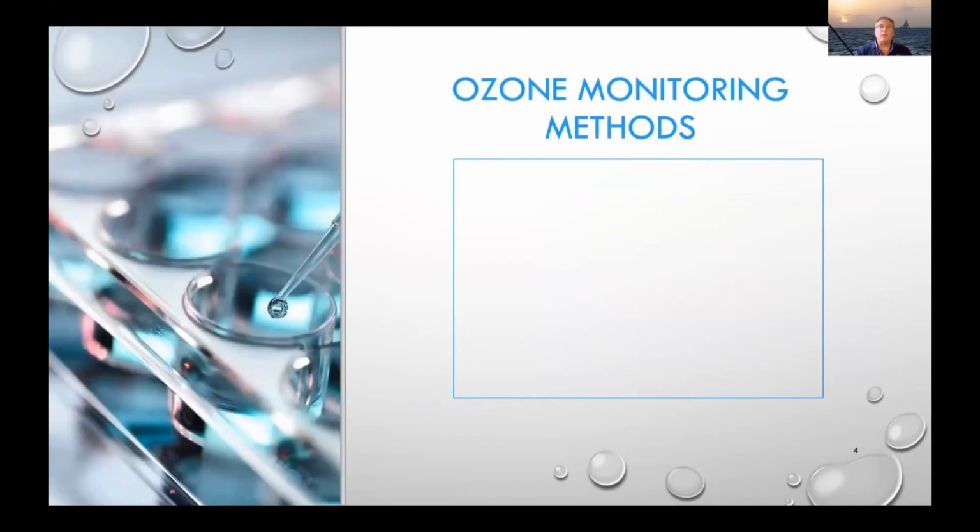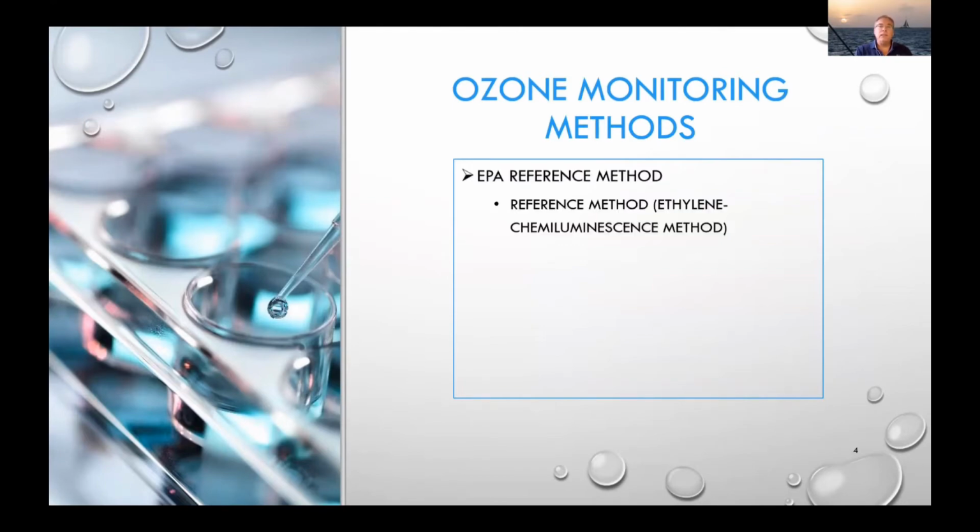So we're going to talk a little bit about ozone monitoring methods. And EPA has established a reference method known as the ethylene chemiluminescence method. Up until recently, there weren't any commercially available ethylene chemiluminescence reference methods. However, I did see just the other day that Teledyne is now marketing an ethylene chemiluminescence monitor.